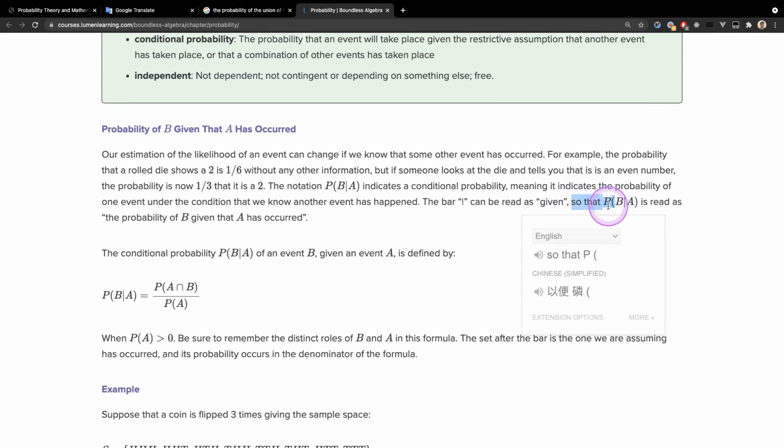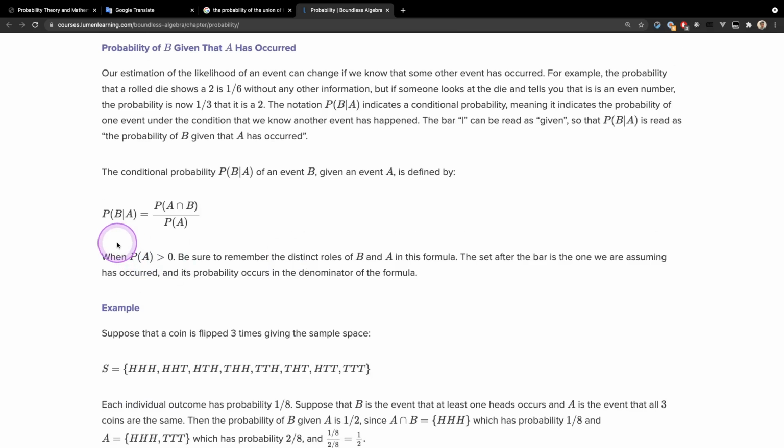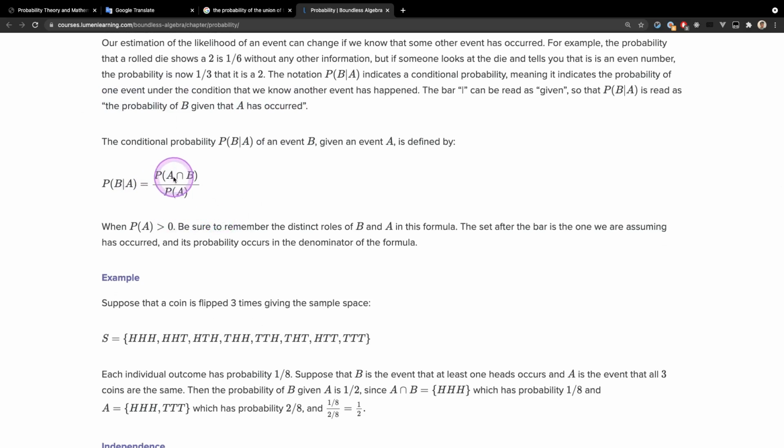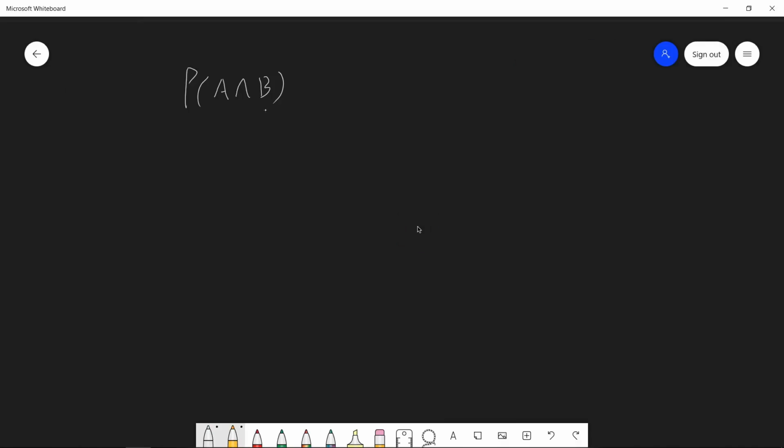Here we go. For this expression, we say: the probability of B given that A has occurred. Alright, the probability of B given that A has occurred. This is not a right sentence, I think. This is equal to the probability of A intersection with B divided by the probability of A.